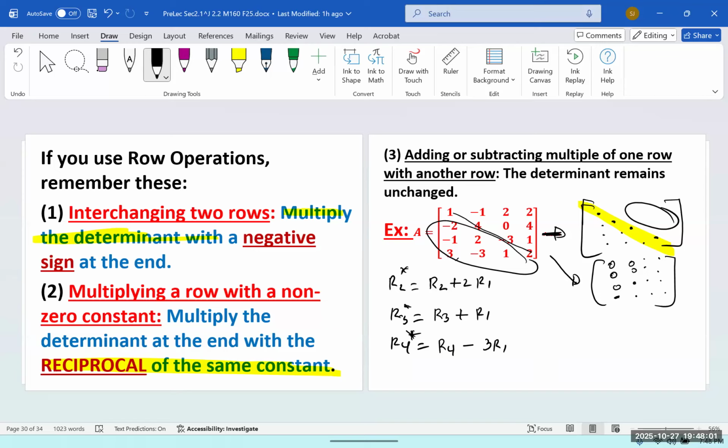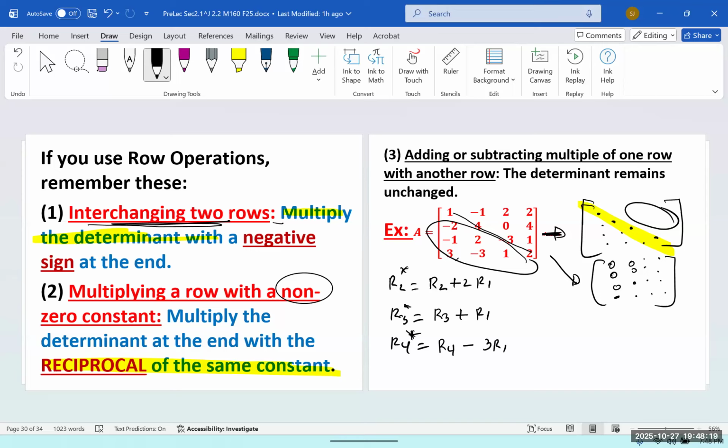Okay. So we just added or subtracted. We didn't use the other two rules. No. Sign affects it if you swap two rows, the sign changes. If you multiply just by a number, then you have to divide by the number.